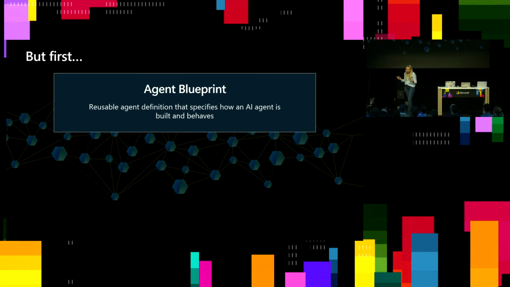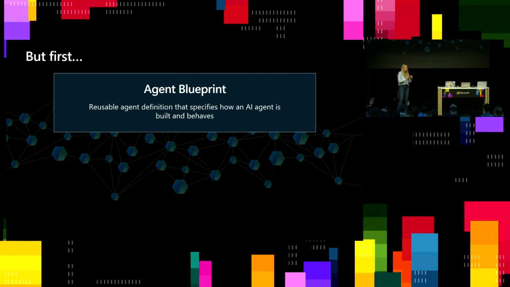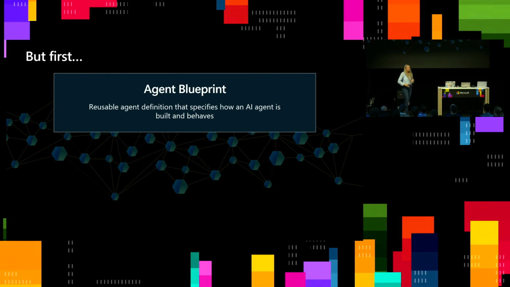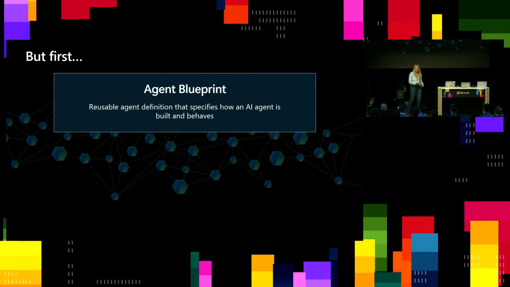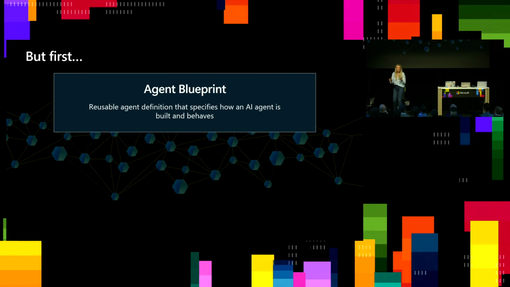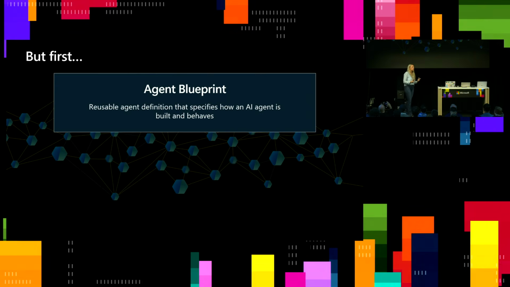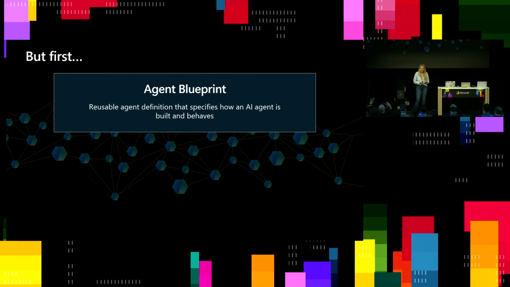Now, the best way to think about an agent blueprint is a reusable instruction for an agent that lets it know what tools, what data it can leverage, what rules and what guardrails are in place. Think about this similar to an agent recipe, right? That other agents and agent identities can be created from.